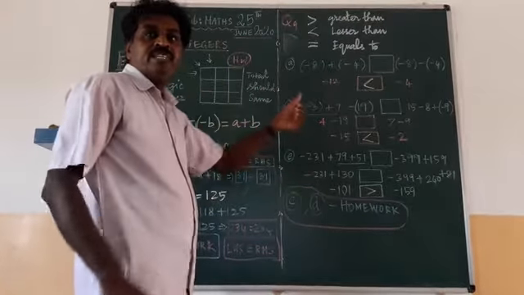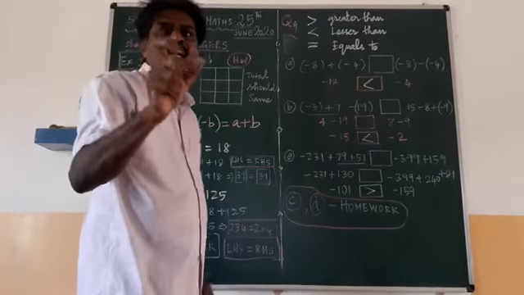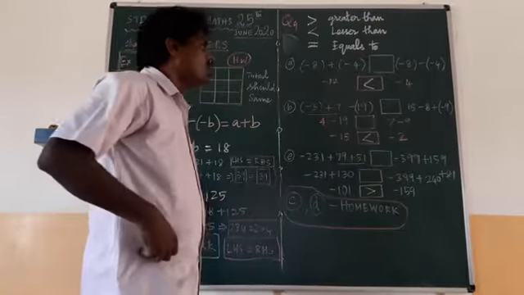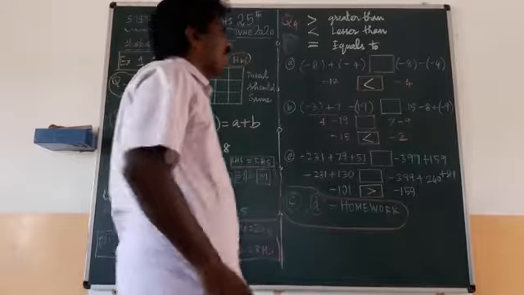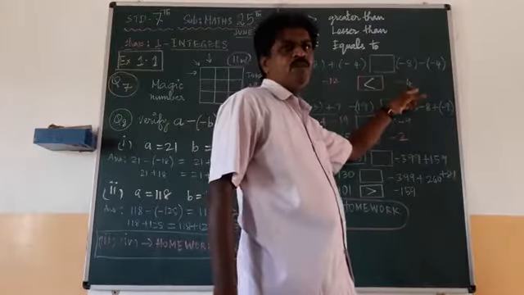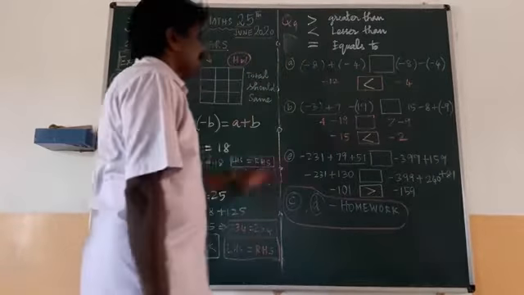But when you are increasing number with minus sign, it means the value is decreased, small. So what is that? Minus 12 is less than minus 4. One is over.